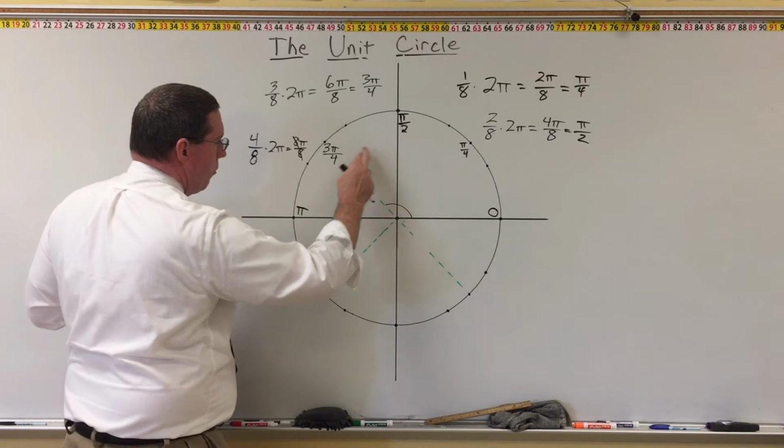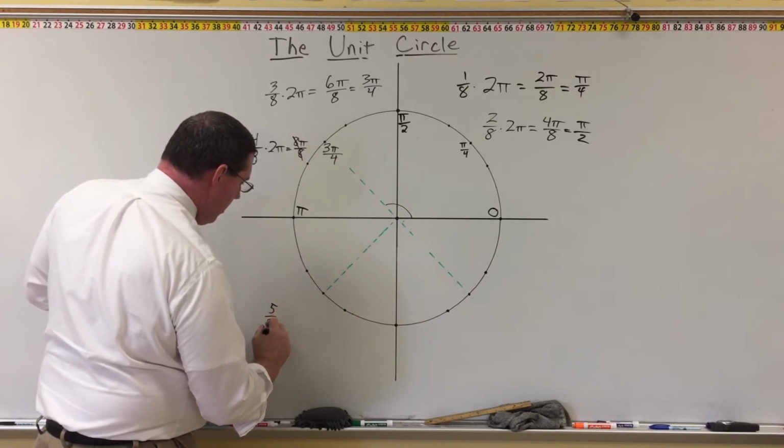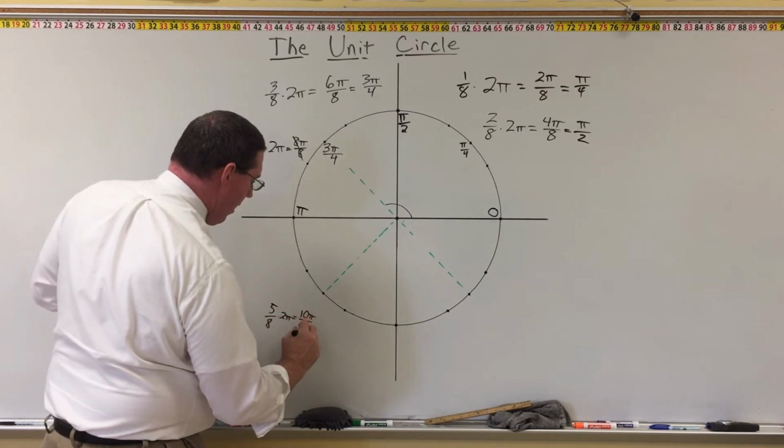We've got 1, 2, 3, 4, 5 out of 8. So we have 5 out of 8 times 2 pi, which gives us 10 pi over 8.